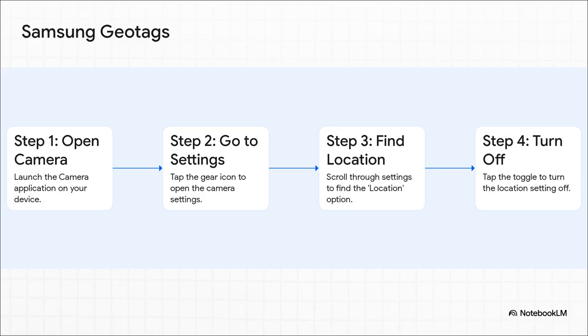And for all you Samsung users, it's pretty much just as simple. Go ahead and open your camera and tap the settings gear you see right on the main screen. Now, you might have to scroll down a little bit, but you're looking for an option called Location Tags. Once you find it, just tap the toggle to turn it off. And that's it, you're all set.